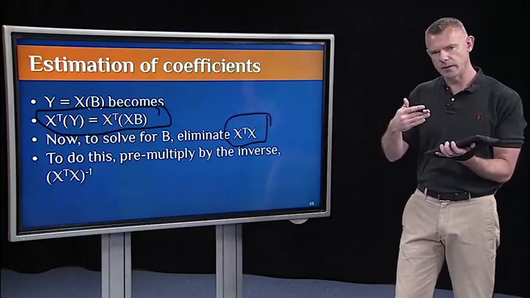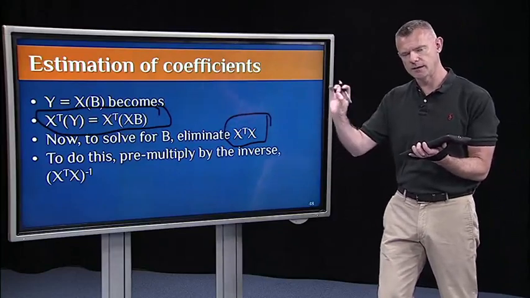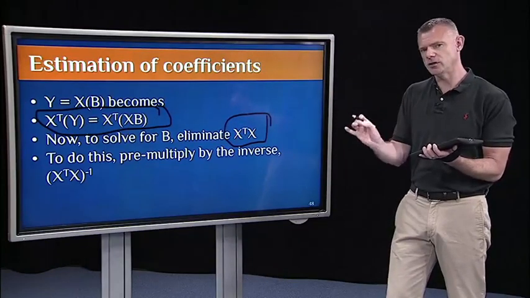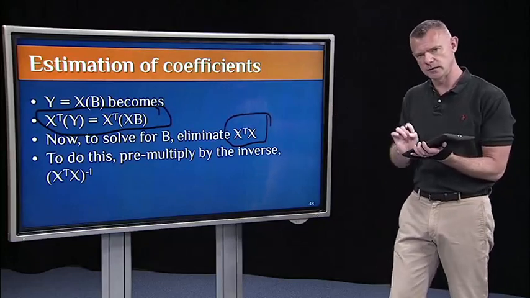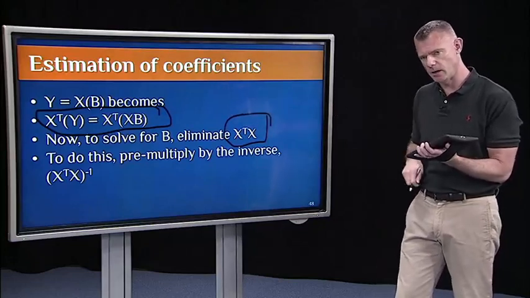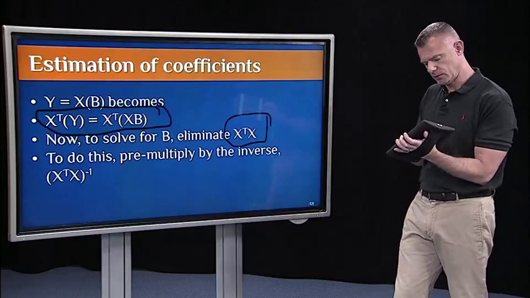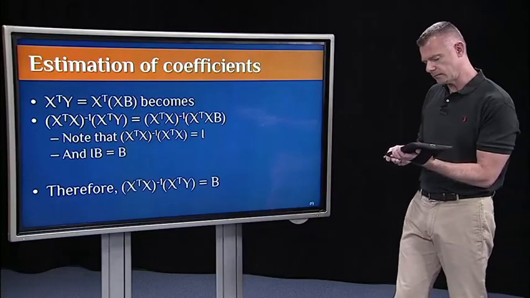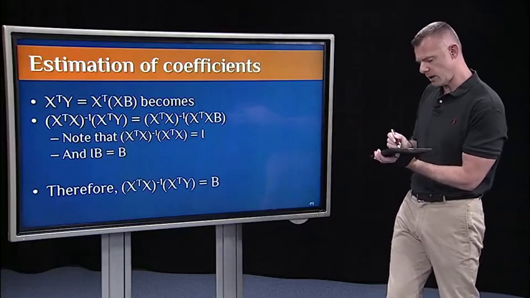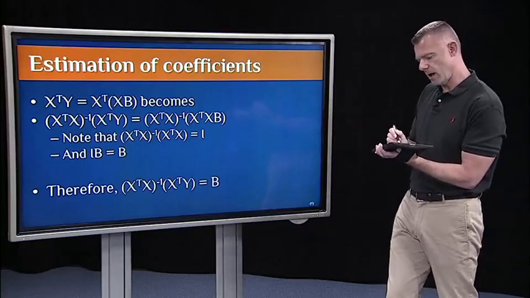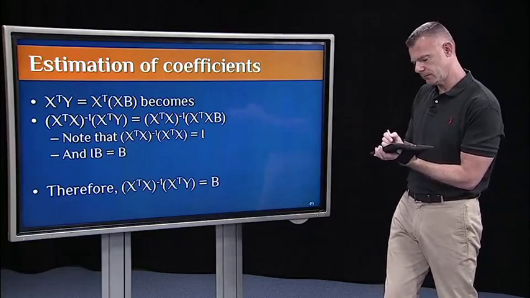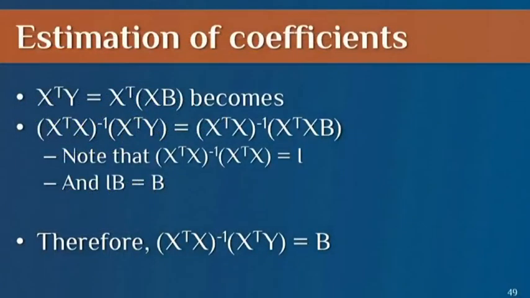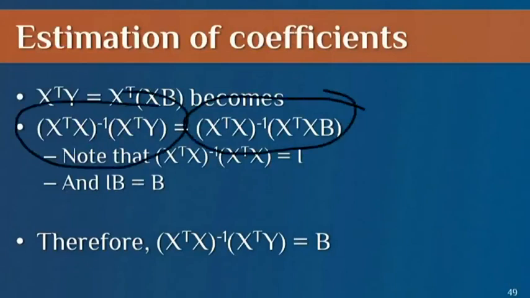So the inverse of a matrix times itself is an identity matrix, which is essentially like 1. So it's the same as dividing by and eliminating that term. So if we do that, we multiply each side of the equation by x transpose x to the negative 1. That's the inverse of x transpose x. So I do that on the right side, do that on the left side.